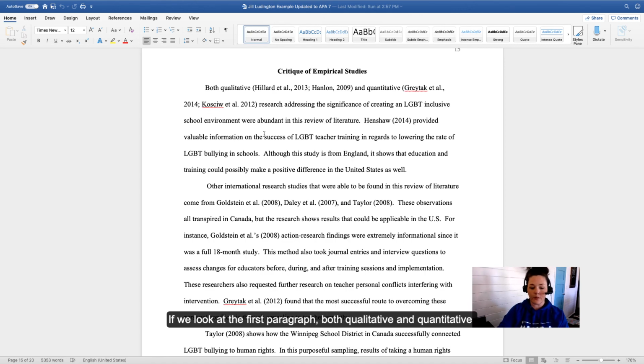If we look at the first paragraph, both qualitative and quantitative research addressing the significance of creating an LGBT inclusive school environment were abundant in this review of literature. Henshaw provided valuable information on the success of LGBT teacher training in regards to lowering the rate of LGBT bullying in schools. Although the study is from England, it shows that education and training could possibly make a positive difference in the United States as well.